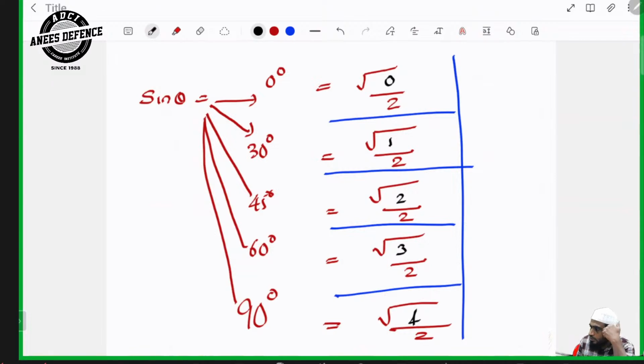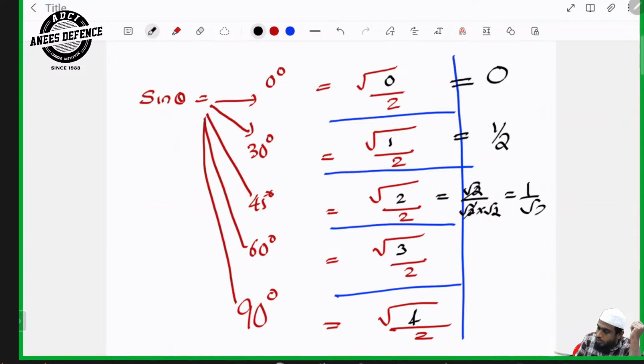What is 0 by 2? 0 by 2 is 0. What is 1 by 2? Root of 1 is 1. Answer will be 1 by 2. What is root 2 by 2? Root 2 by 2 means you can write 2 as root 2 into root 2. So root 2 cut, you will get an answer 1 by root 2.